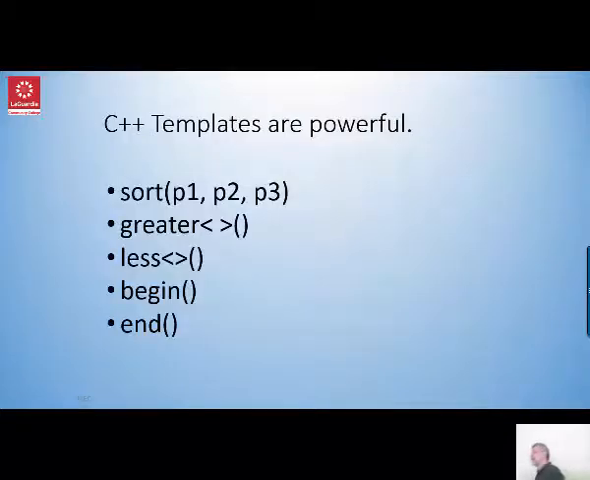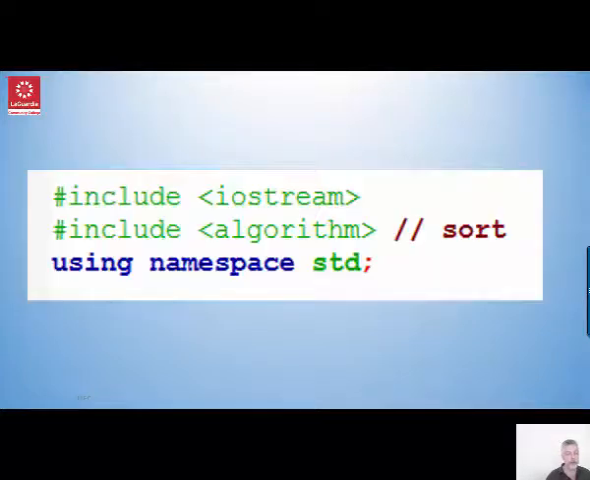However, we are really advanced. We're advanced C++. We're going to go one more step. C++ comes with a set of templates, lots of them, that do jobs for us already. There's a template called sort, and you give it three items, parameter 1, parameter 2, parameter 3. There's another one called greater, less, begin, and end. They're very easy to use with integers. They will sort things for you. To use them, you have to include the library called algorithm. It has everything in it, including sort.